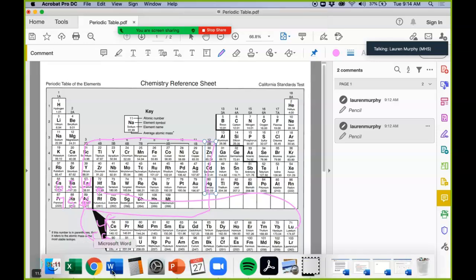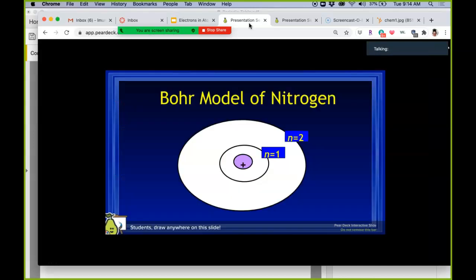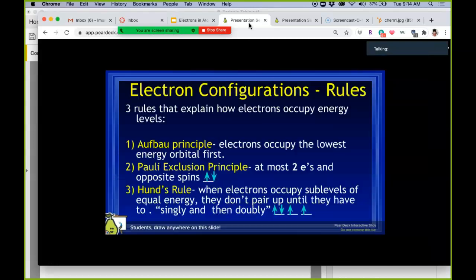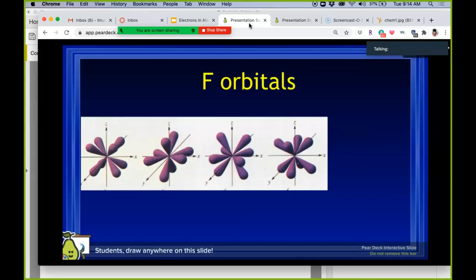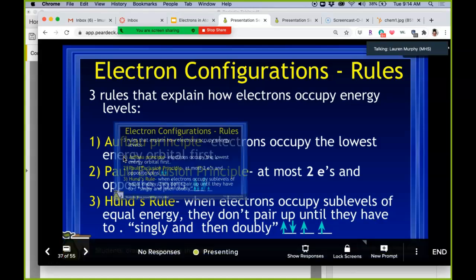So let's get back to my notes. Okay, we're going to start filling in electrons, and there are rules to follow. The first rule is you're always going to put electrons in the lowest energy level first, so the lowest principal quantum number. That's like the first ring. Always put them in the first ring first. That's called the Aufbau principle.